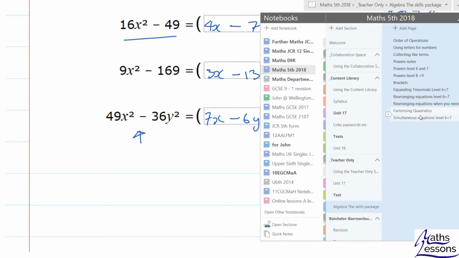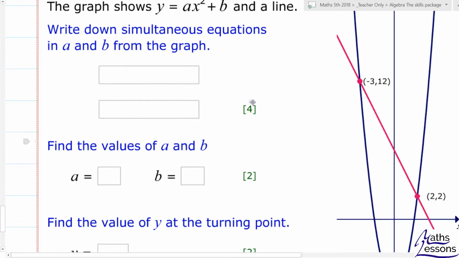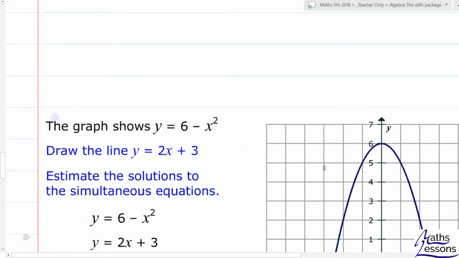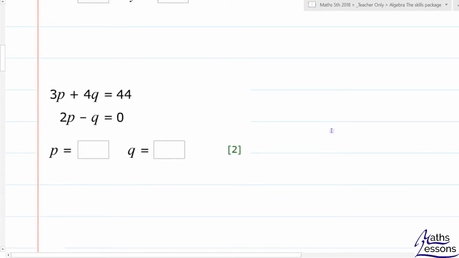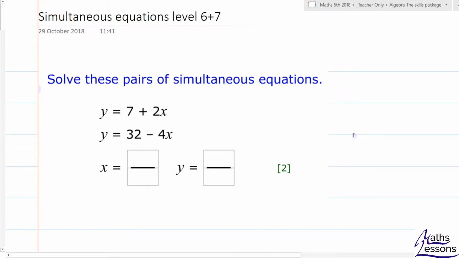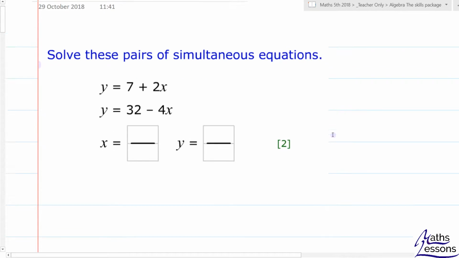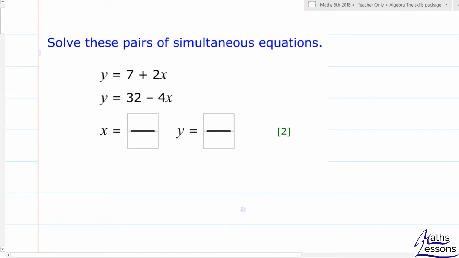Right, let's have a look at some simultaneous equations, and we'll go right to the very top and start off with something quite straightforward. So I'll give you 60 seconds to have a go at this one. Simultaneous questions always take a bit of working, so there you go. 60 seconds, see how you do.